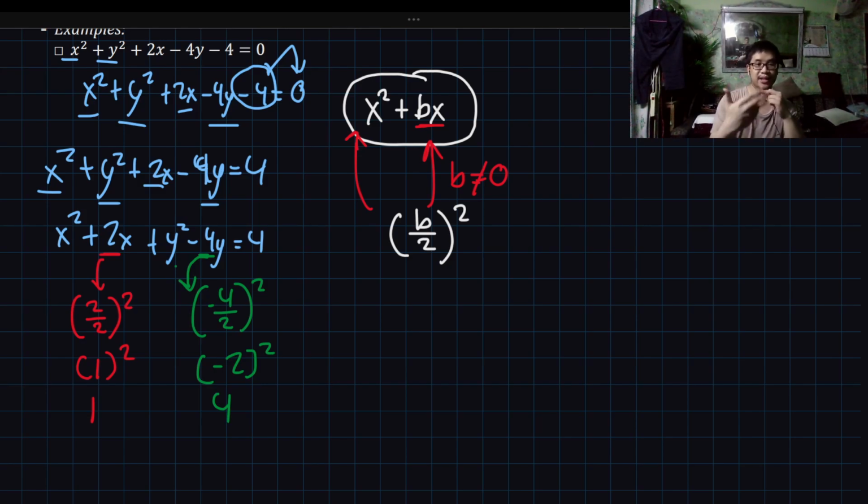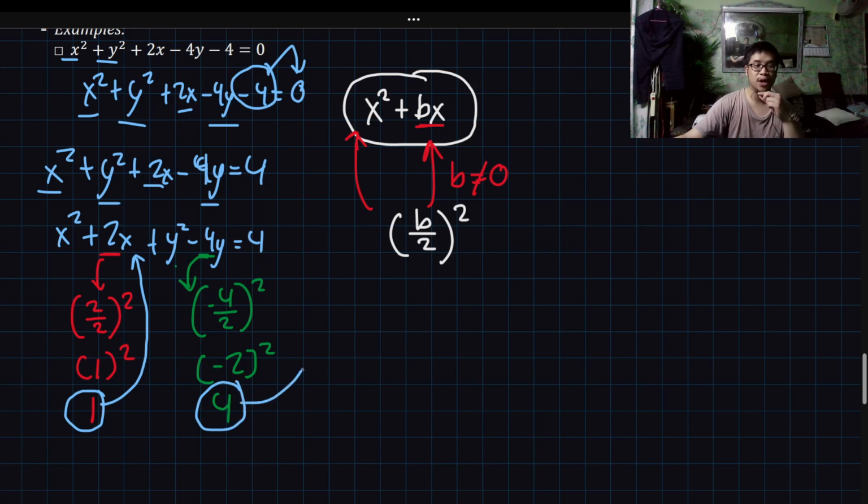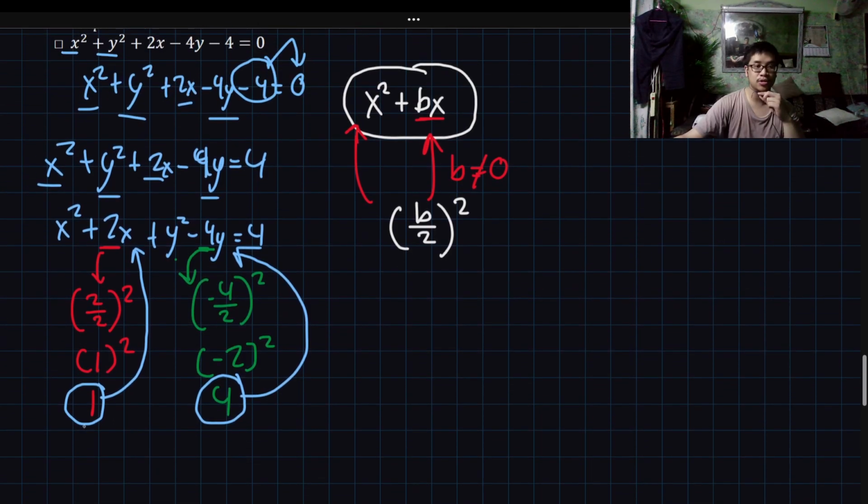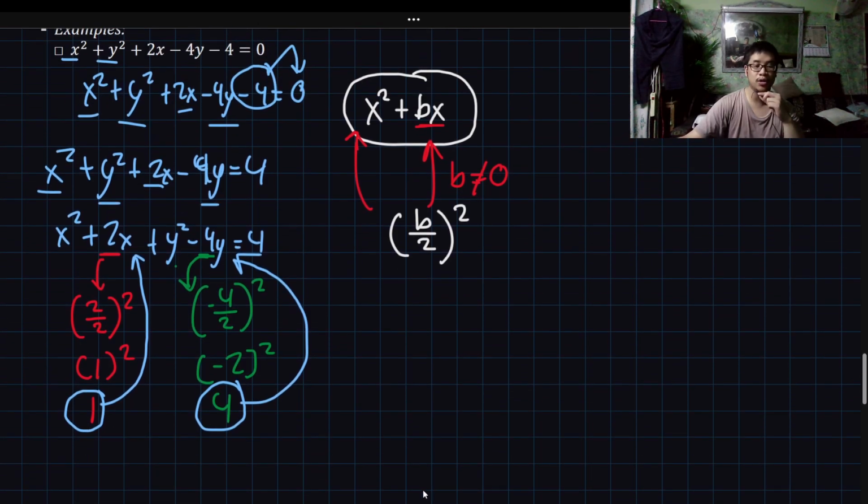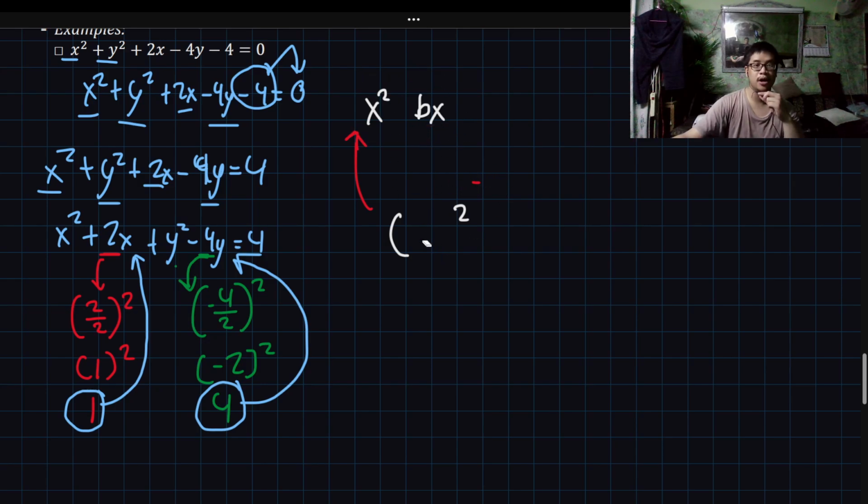So what does it mean? We have 1 and 4 here. That means the result would be positive and negative 1 beside 2x, and positive and negative 4 beside 4y. Okay, it would look like this. Let me just erase this.